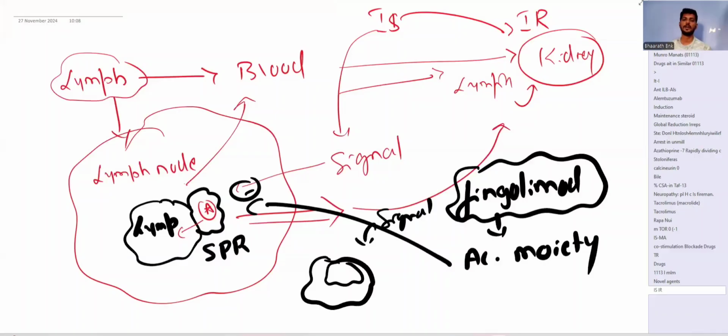So these three are the novel agents which are still under trials. They are proven to be effective, but they have not yet been included in the standard regimens. So this is in brief about immunosuppression in transplant.